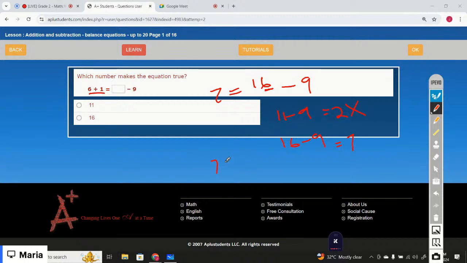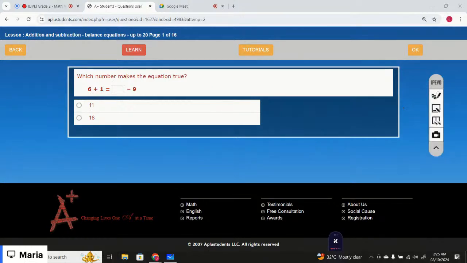16 is the number that keeps the equation balanced. 7 is equal to 16 minus 9, which is 7. So the missing number is 16. Got it? The missing number is 16. Option number 2 is the correct option.